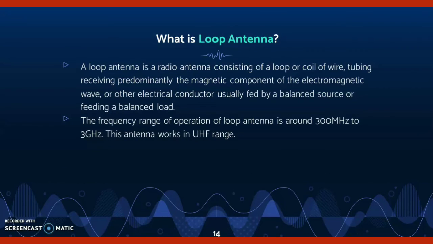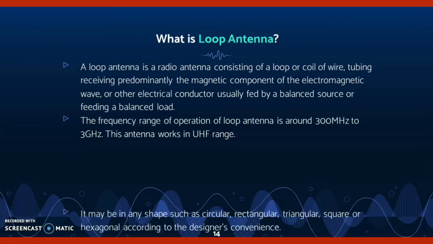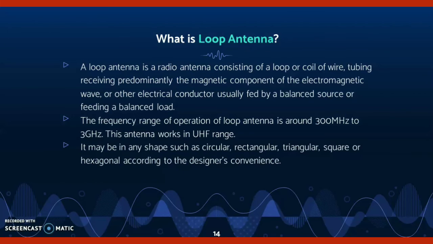The frequency range of operation of loop antenna is around 300 MHz to 3 GHz. This antenna works in the ultra high frequency range. It may be in any shape such as circular, rectangular, triangular, square, or hexagonal according to the designer's convenience.